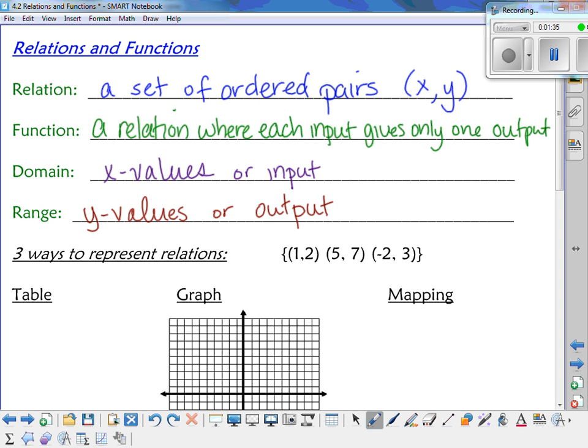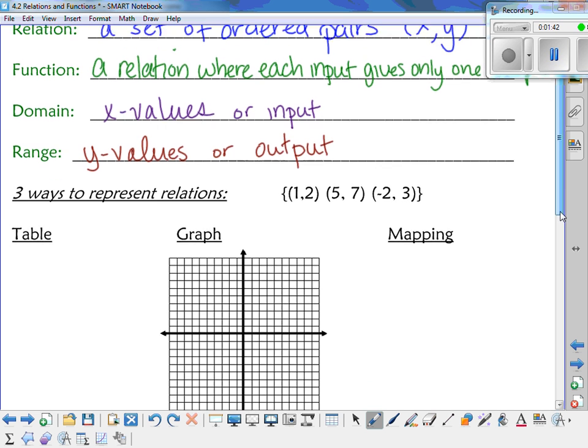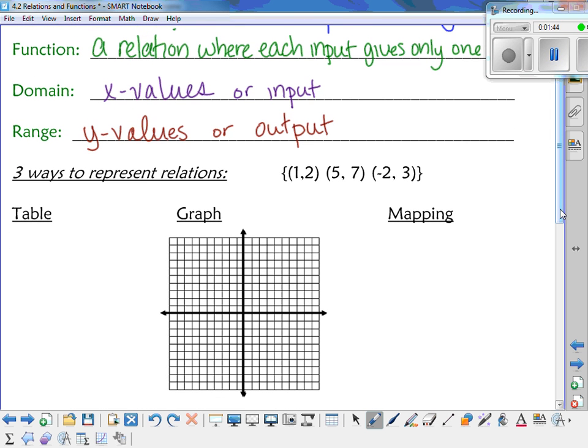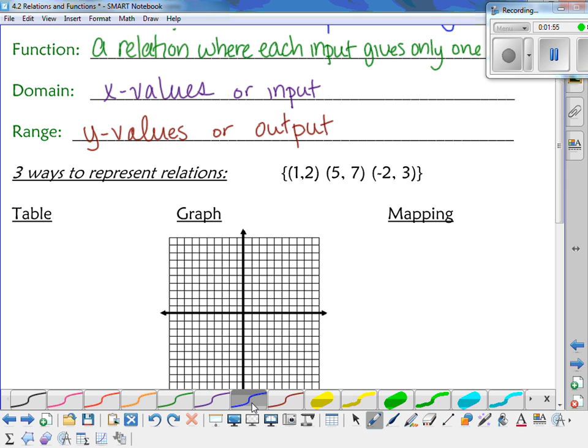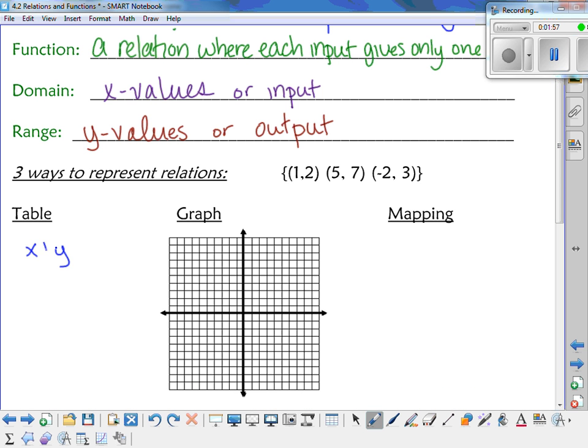So we have three different ways that we can represent a relation. We can use a table, we can use a graph, or we can use what's called a mapping. So I've got a relation here. It's just three ordered pairs, (1, 2), (5, 7), and (-2, 3). So I can show it as an XY table. So when x is 1, y is 2. When x is 5, y is 7. When x is -2, y is 3.